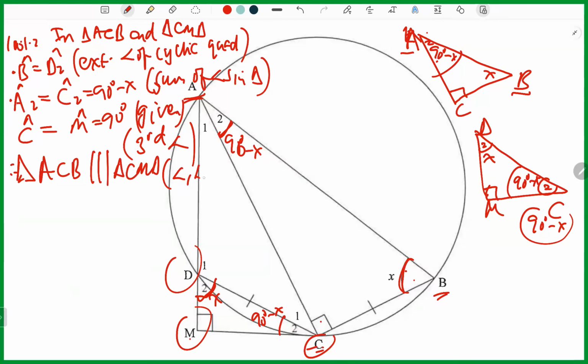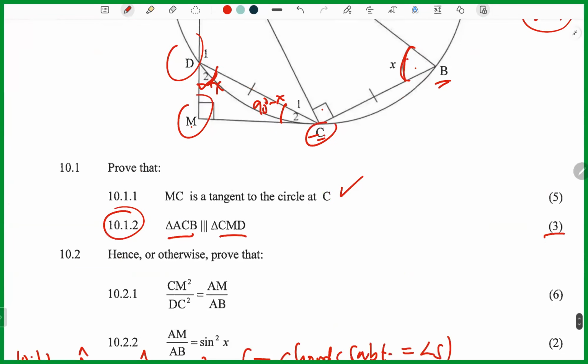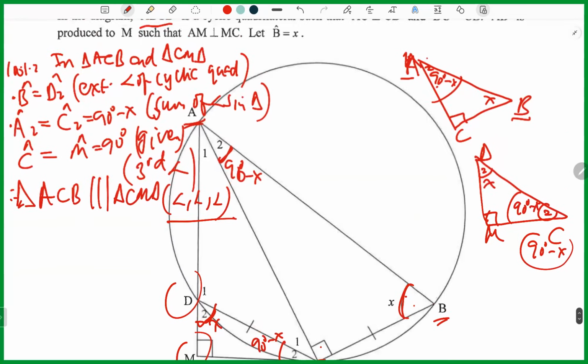Why? Because of angles. Okay, similarity is because of equiangularity, so the triangles must be equiangular with equal angles. Okay, so if the triangles are equiangular, equal angles, then we say the triangles are similar. Okay, so at this point, we're supposed to prove this one for 3 marks, and we've proven that for 3 marks there.